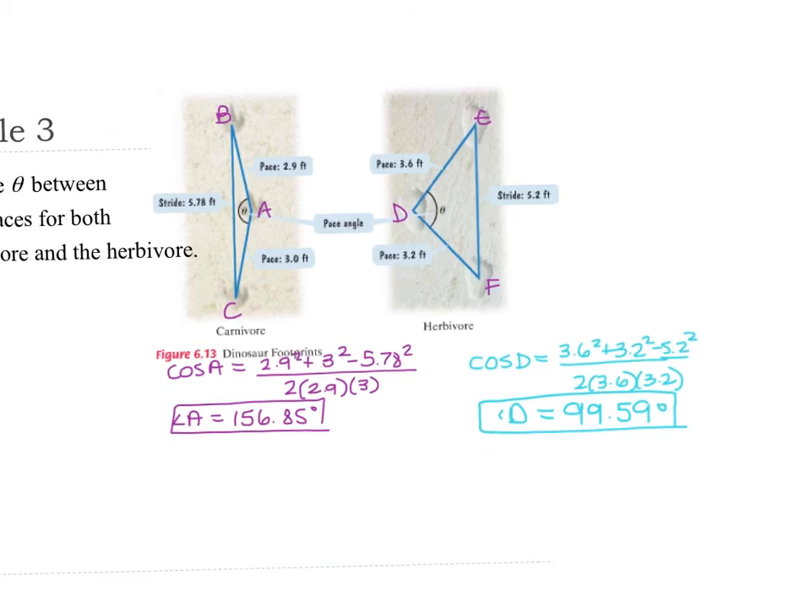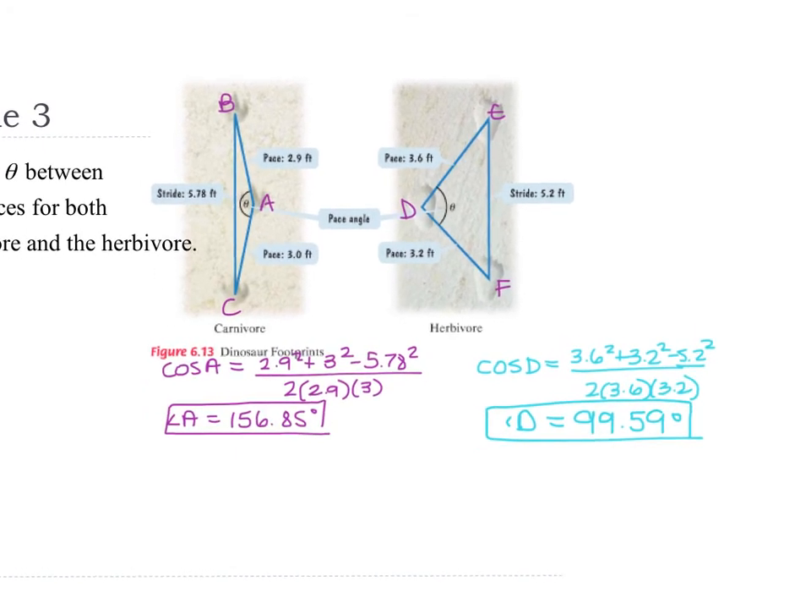All right, so for the triangle on the left, you should have gotten theta. We called it A, but we should have gotten that theta was 156.85 degrees. And on the right, 99.59 degrees. Everybody good? Yes? Okay.